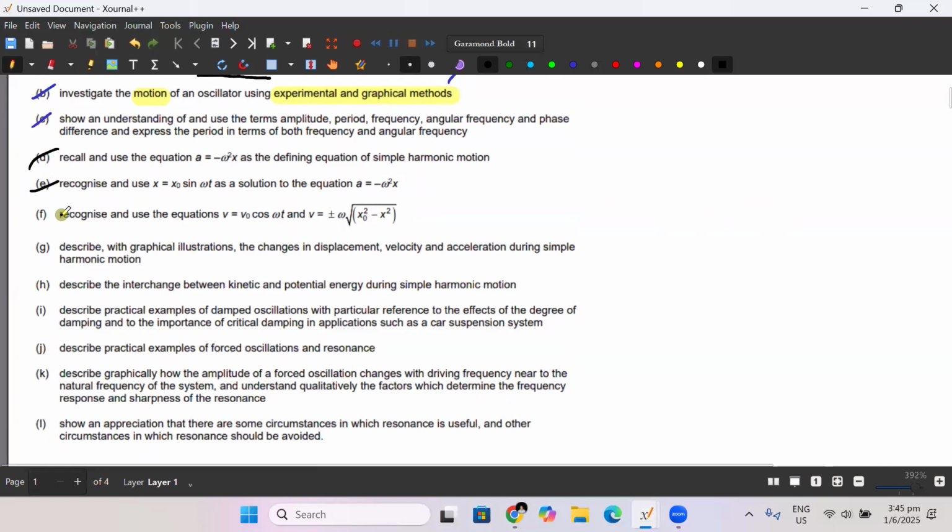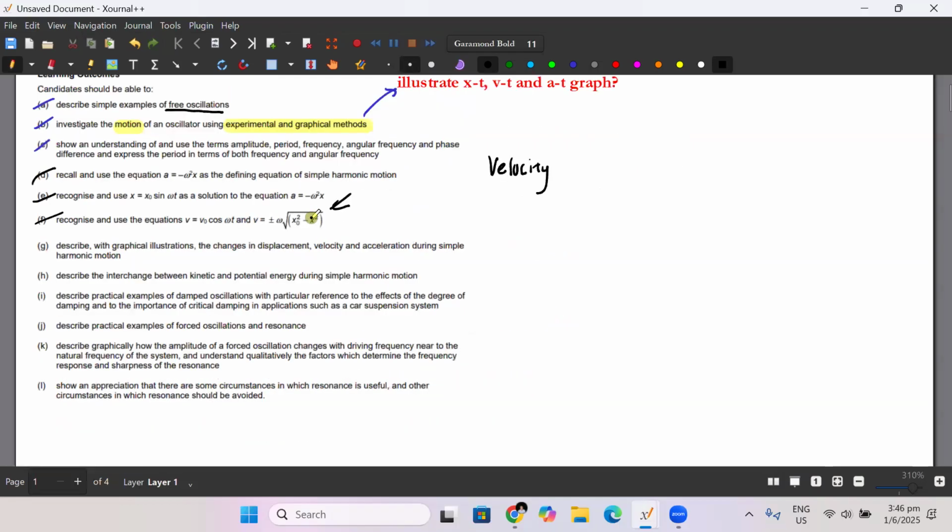Okay, then the next one, you must also recognize these two equations. Just now we proved it already, right? v is v0 cos ωt, and I haven't proven this. Okay, so we'll mark off F, but take note, you don't need to know the proof. So for that reason, I don't really want to bog you down with this. This video is going to be quite long already. Just take note, you can use this equation. Okay, so the velocity of the particle in SHM, you can get it in terms of the displacement.